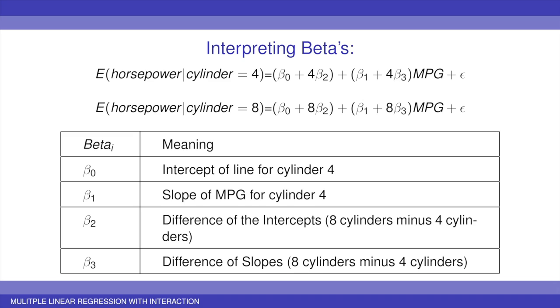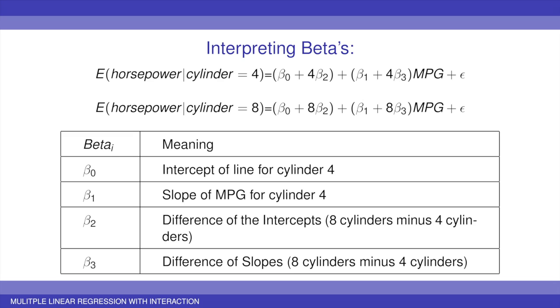Now let's discuss how to interpret the betas. If we want to figure out the expected horsepower given 4 cylinders, we simply plug 4 into the x2s. Similarly, you would plug 8 into the x2s to find the expected horsepower given 8 cylinders. The values of dummy variables are arbitrary. You could also recode 4 and 8 such that cylinders 4 is equal to 1 if a car has 4 cylinders and 0 otherwise, and cylinders 8 is equal to 1 if a car has 8 cylinders and 0 otherwise.